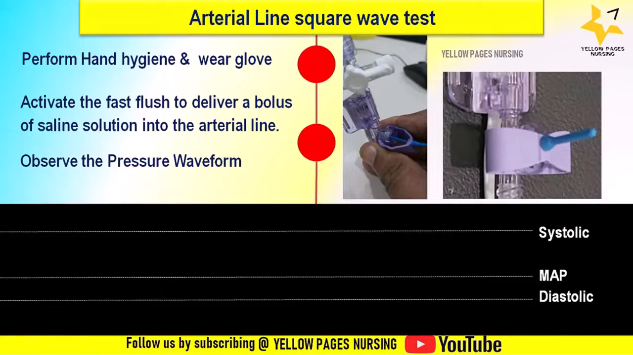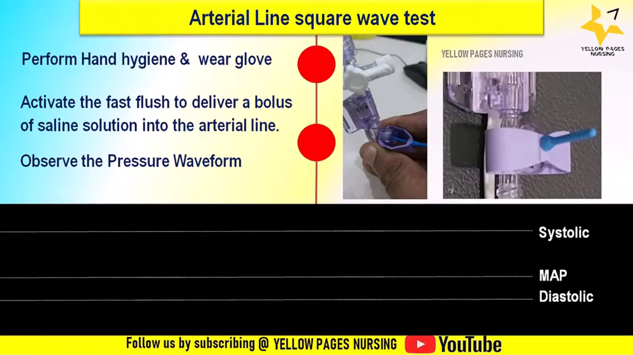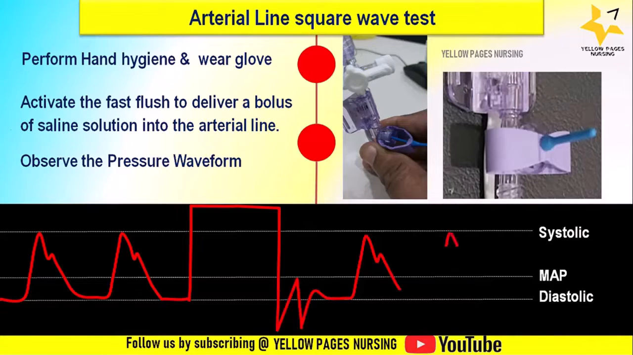If you see the waveform shown here, it is normal. After activating the fast flush, we can observe a rapid rise to a square-like shape followed by a quick return to the baseline. This is called a square wave. Now, with this square wave test, what can we identify? Let's discuss.